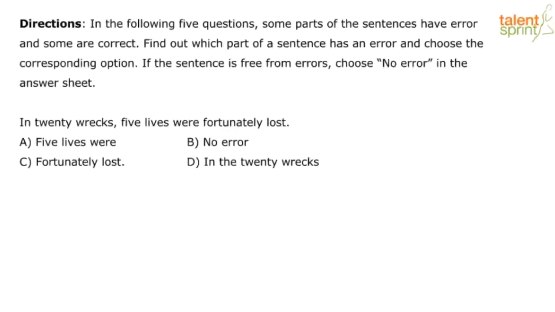In the 20 wrecks, 5 lives were fortunately lost. Five lives were, no error, fortunately lost in the 20 wrecks. Okay, so where is the error for our second question? Are you able to identify the error? So keeping in mind the context is negative, yes. Lives were lost. So obviously we don't need this positive word. Just have to add the prefix un. It is a funny error.